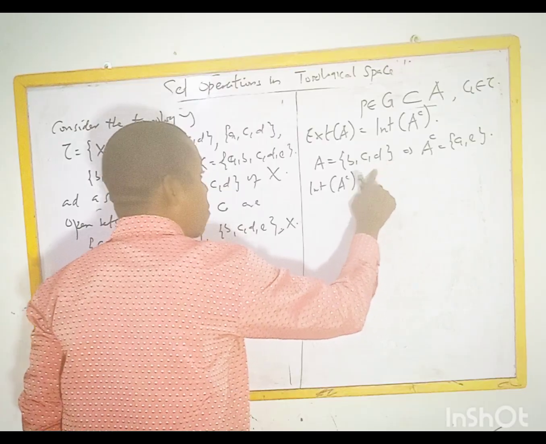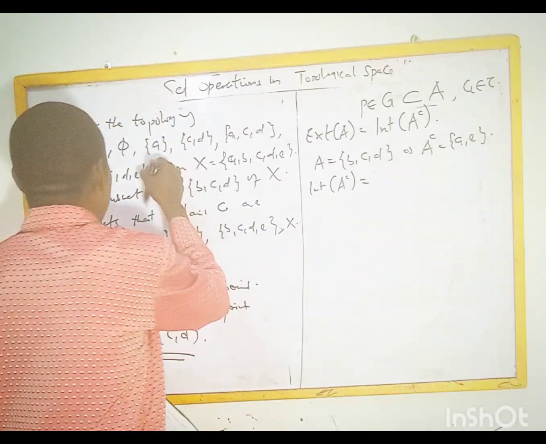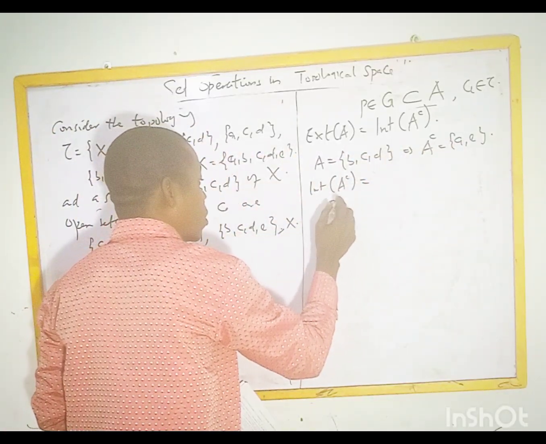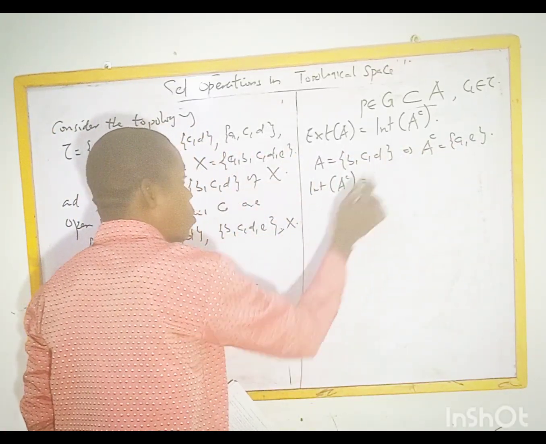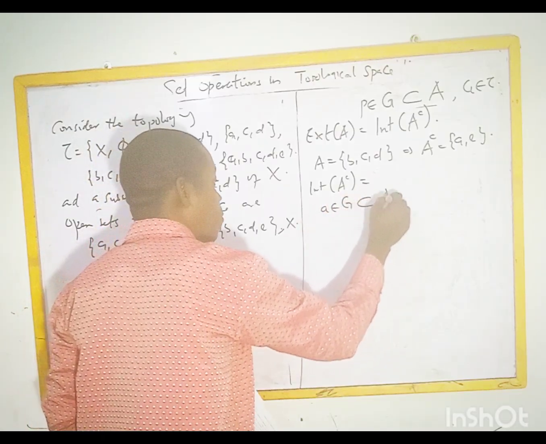Now when you look at it, let's look for a set A. There is an open set in this space that is contained. So we are looking for G. That is, if you are considering A, we are looking for A must be in G, which must be a subset of A.